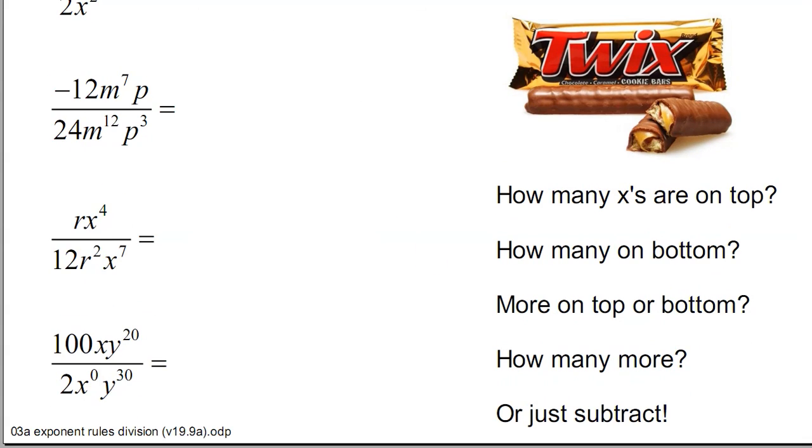Oh, nope, there's one more. All right. 100 divided by 2 is 50. I have an x to the 1st and an x to the 0. Are there more on the top or the bottom? Top, how many more? 1.